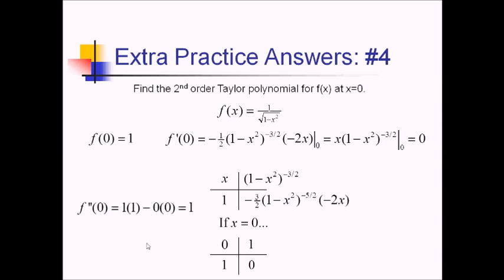All right, time to go back and put everything in my formula. So I've got f of 0, which is 1, plus f prime of 0 times x. That's 0x, so we're not going to write that. Plus 1 over 2 factorial x squared. And that's all we needed because we needed second order.